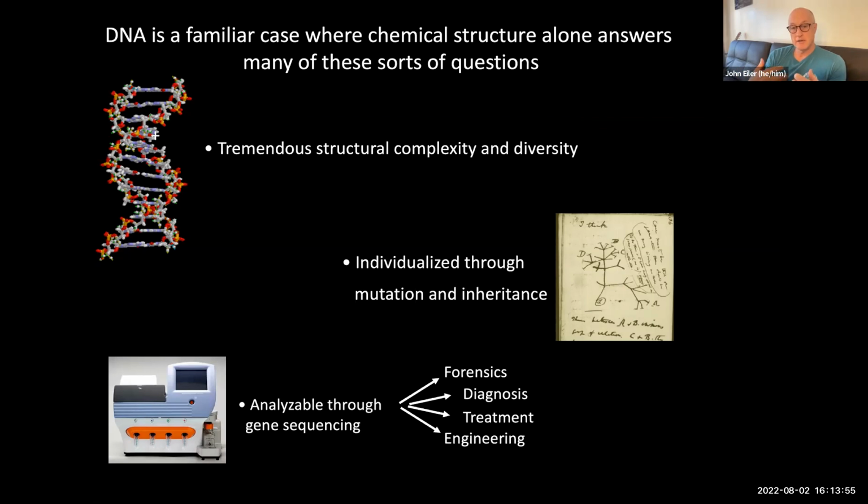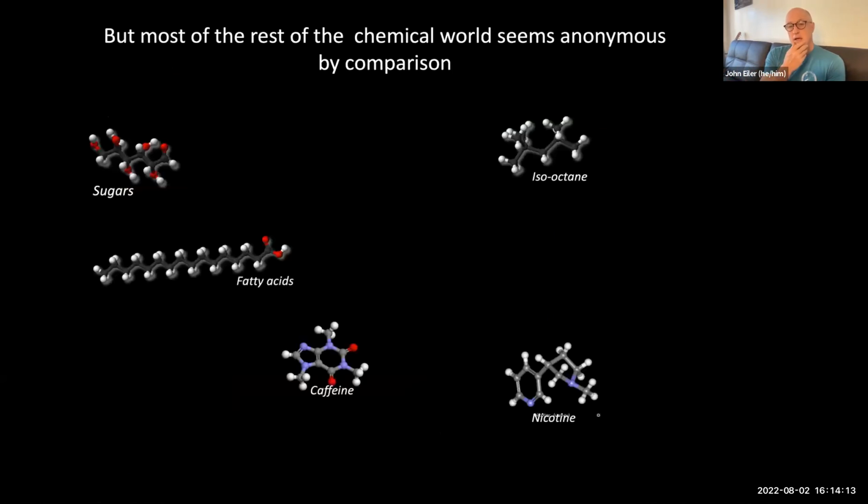That's what underlies the use of genomics in forensics, like criminal forensics, disease diagnosis, modification of the genome for treatment, genetic engineering for various purposes. All of it rests upon this observation of complexity and diversity. So when we go to the other 52 million molecules that are known to science, they seem kind of bland in comparison.